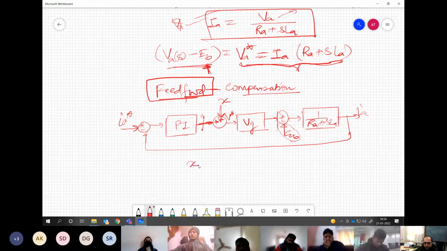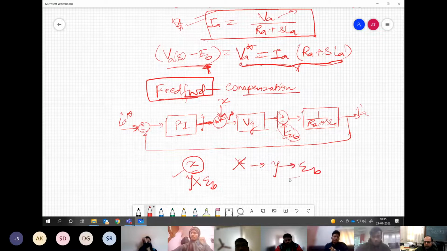So when X is there and when X is not there, the difference would be that the controller will have to work for the EB. In this case, the Y is not affected by EB. In this case, Y is affected by EB. If EB is more, Y has to compensate for that. So we are trying to make our controller as much as possible independent of any nonlinear thing. Fine.